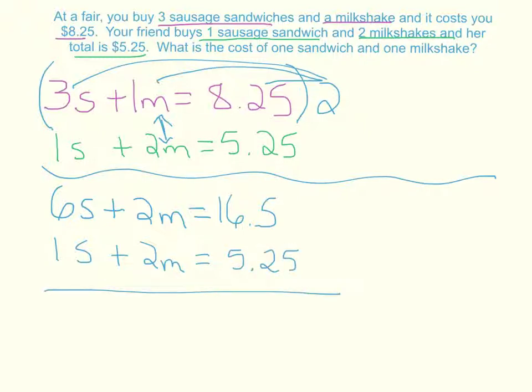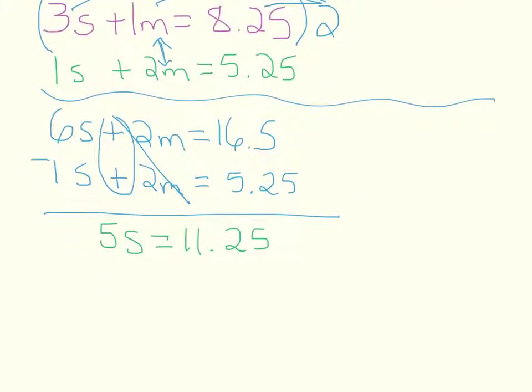Since our m's match up and they're both positive, we need to subtract in order to cancel out. So 6s minus 1s would be 5s equals 16.5 minus 5.25 is 11.25. And then if you divide both sides by 5, you should get that each sausage sandwich costs $2.25.